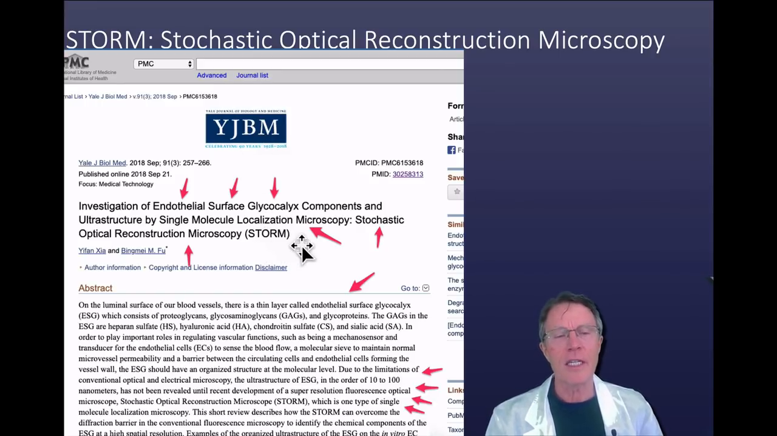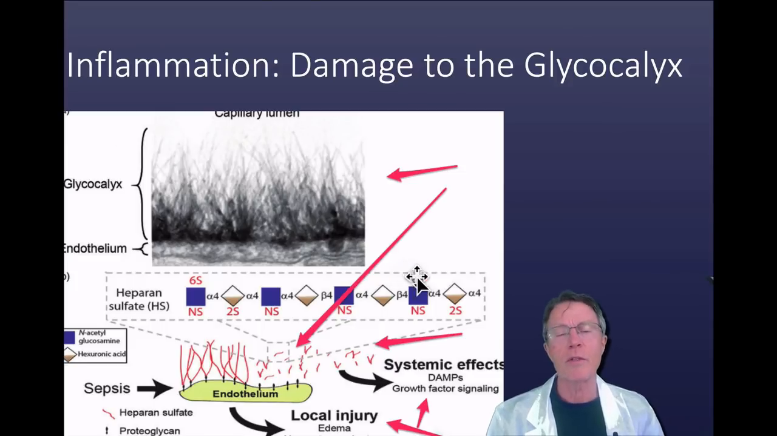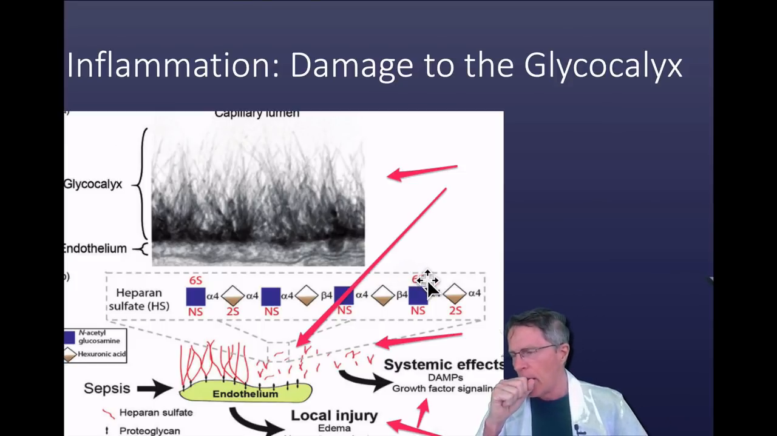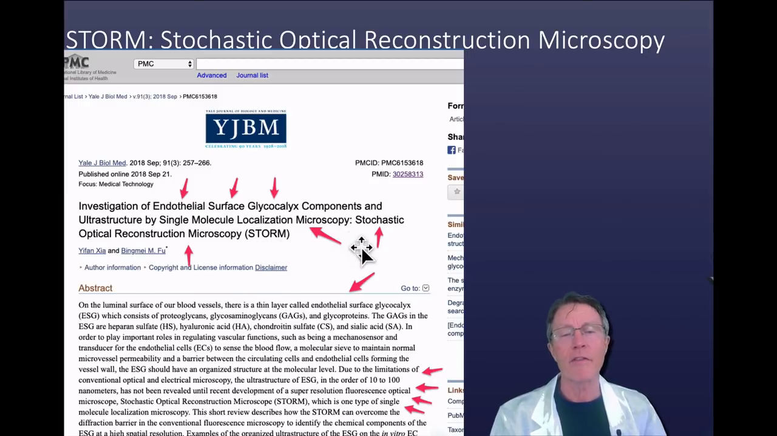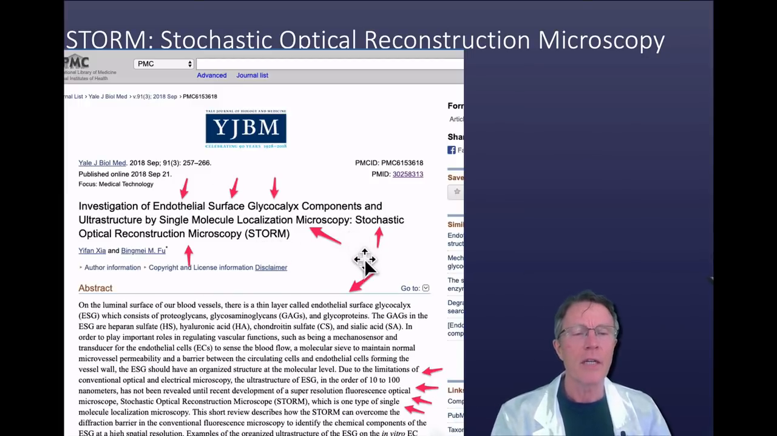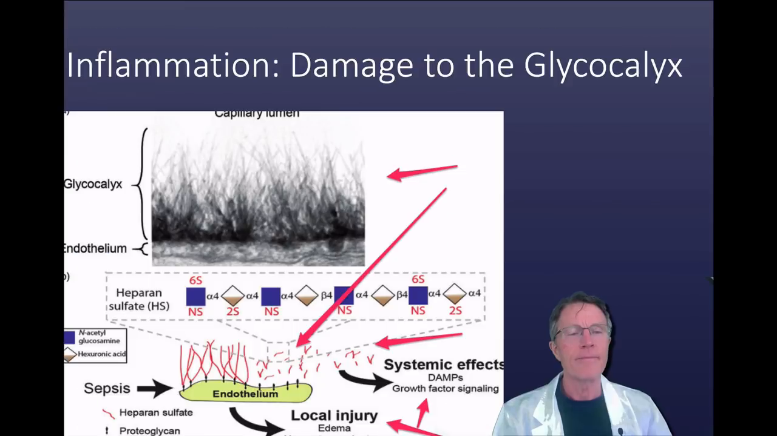So using this, they're able to take pictures, which they couldn't take with routine microscopy in the past because it's just too small. Again, a STORM image. Well, let me go back. There's just been a lot of information coming out. This is the Yale Journal of Biological Medicine last year, 2018. Again, just tons and tons of stuff coming out.